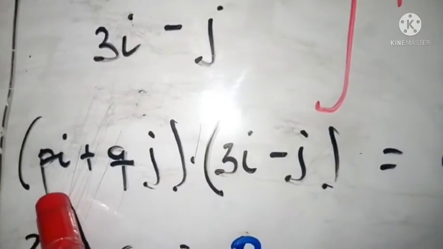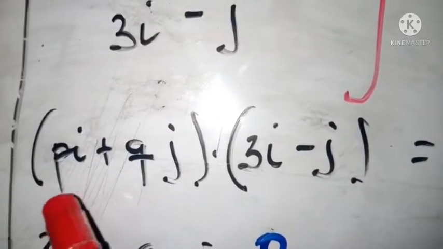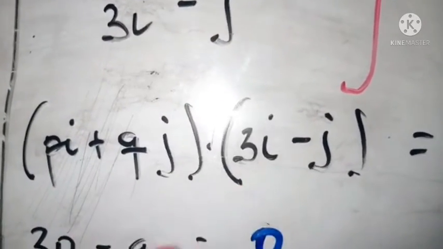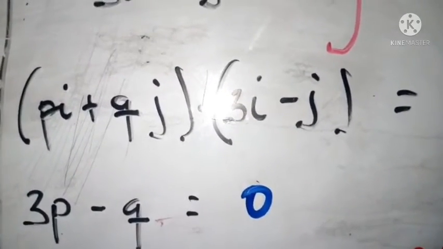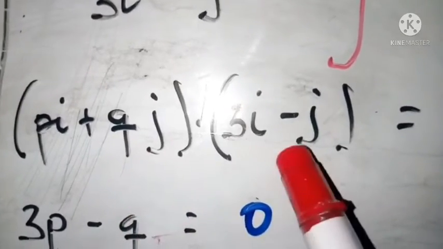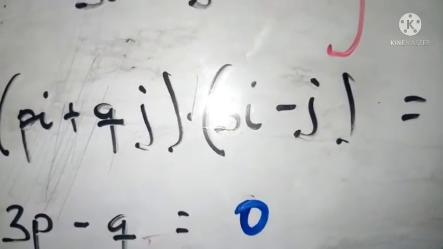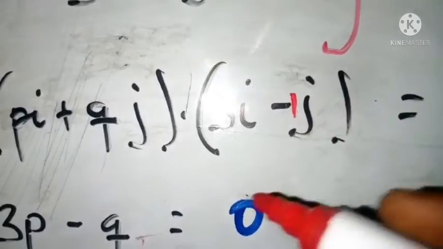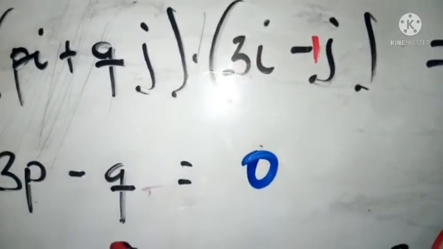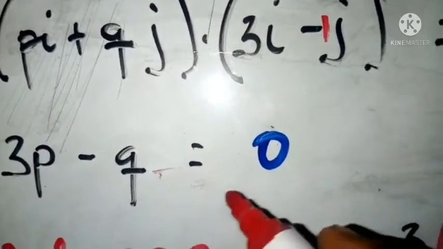Don't worry about this one. Just assume that this p is just a number. So p multiplied by the 3 here will give 3p. And then the q here multiplied by the negative 1 here, so q multiplied by negative 1, that should be negative q. So 3p minus q equals 0.